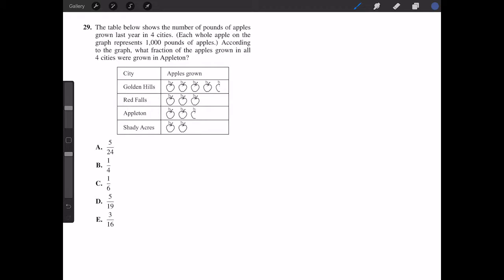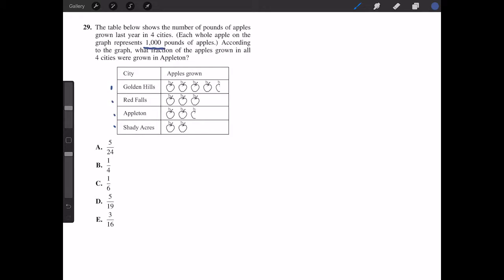One of the things you should know about this prompt is that, looking at this table, we have the city, Golden Hills, Red Falls, Appleton, and Shady Acres, and then how many apples were grown. They're using these apples to represent 1,000 pounds of apples. But because we're going to figure out the fraction of apples grown in Appleton with respect to all apples grown in this area, we really don't even need to factor in that an apple represents 1,000 pounds. We'll see in a minute.